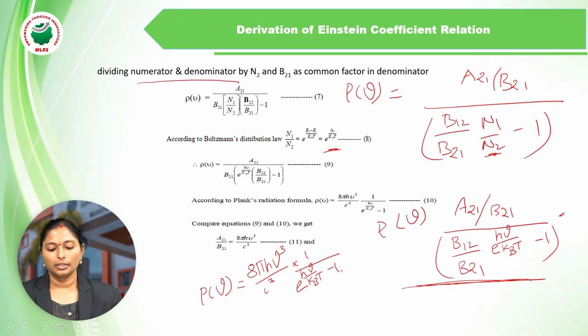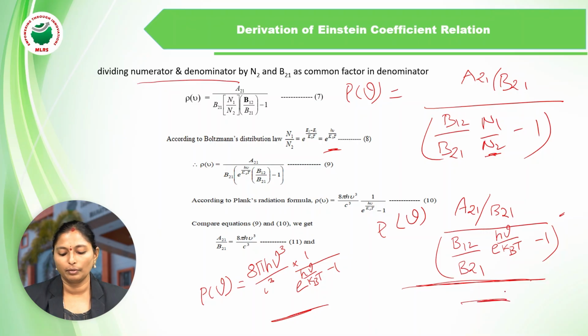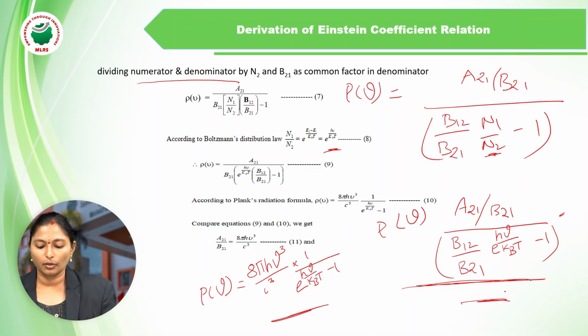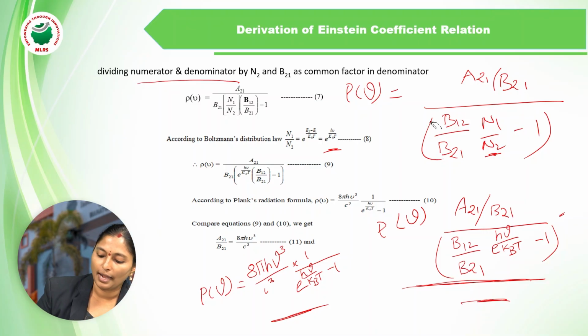This is from Planck's radiation law. From Planck's radiation law, the energy density can be given as 8 pi h nu cube by c cube into 1 by e power h nu by kBT minus 1. Now we are going to compare our energy density with Planck's energy density.